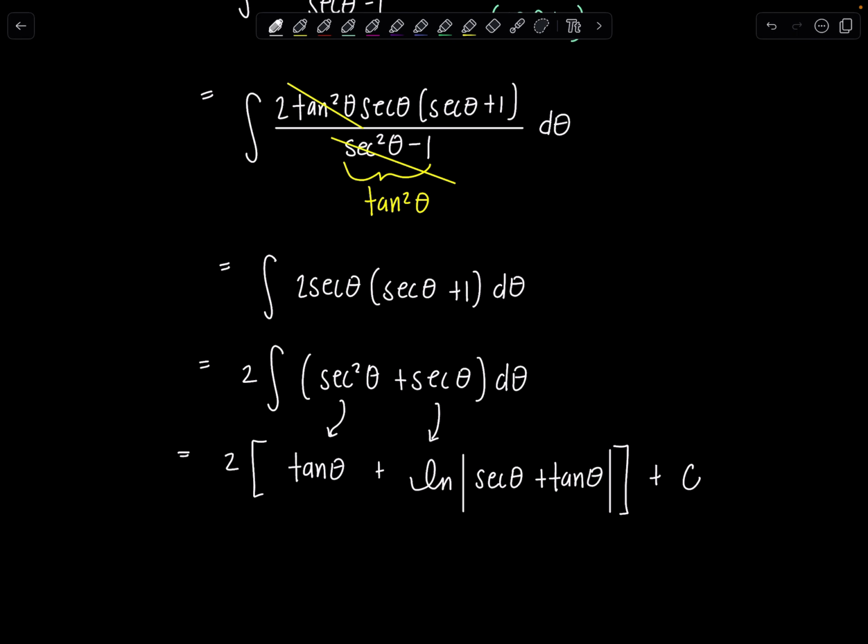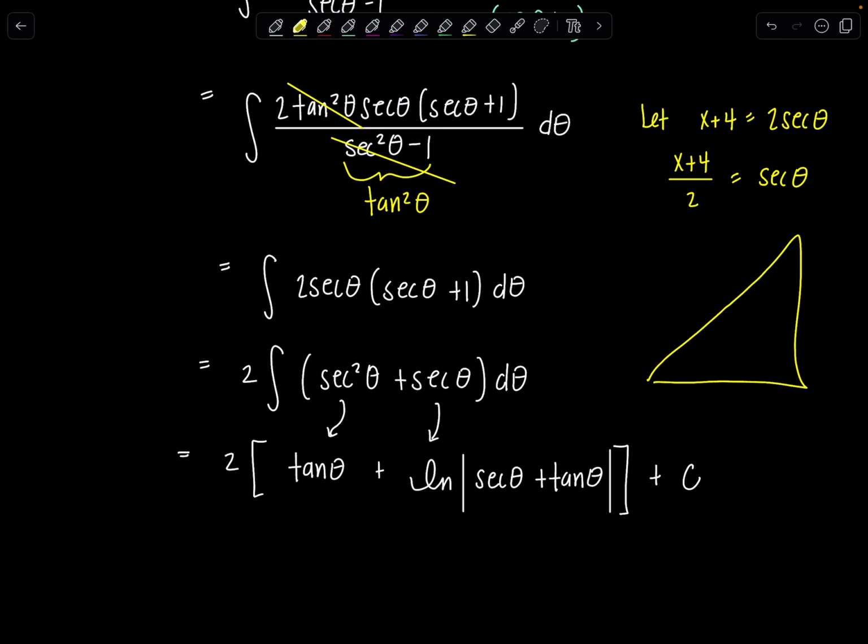Okay, we do need to go back to the original variable of the problem, which was x. So if you'll remember, we made that substitution. We said let x plus 4 equal 2 secant theta, right? Which means x plus 4 over 2 is secant theta. So let's draw a triangle that satisfies those conditions based on angle theta. So secant theta is the ratio of the hypotenuse over the adjacent side. And then the missing side I can find using the Pythagorean theorem. No surprise, it's radical x squared plus 8x plus 12.